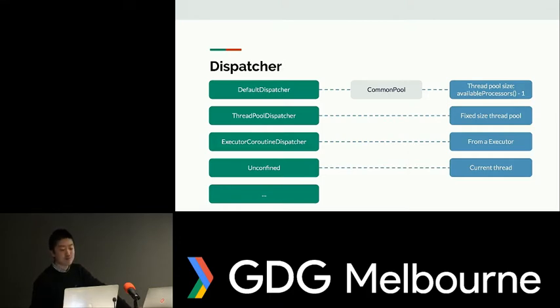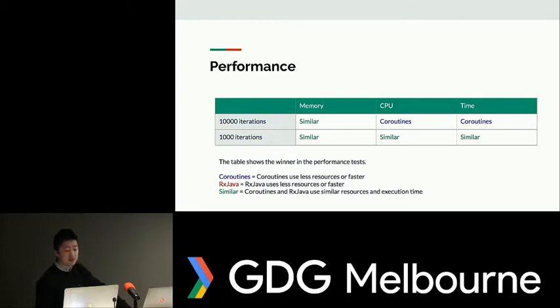Let's talk about performance. Here are the performance test results. It uses iterations as a test case. We create tasks one by one and execute them immediately after they're created, so there are many thread switches. For 10K iterations, Java and Coroutines consume similar memory. Coroutines need less CPU and are faster. But for 1,000 iterations, they consume similar resources and have similar execution time. So I would say it's not quite different when you build your mobile app.